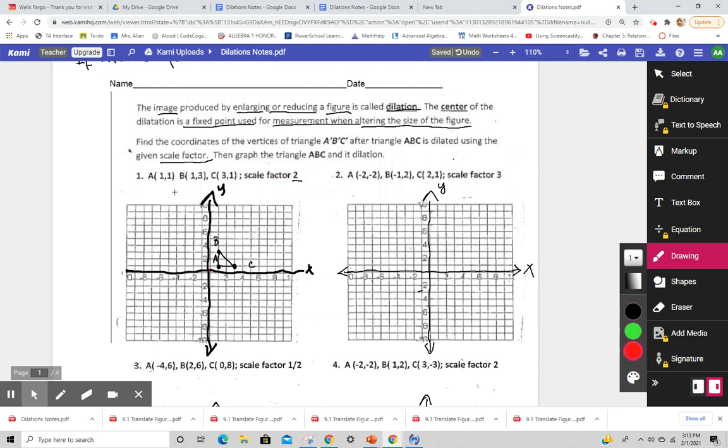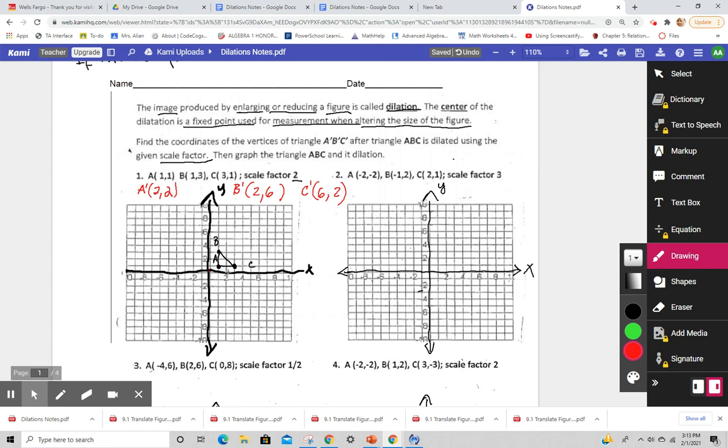So all you really have to do is take the coordinates of A, x and y, and multiply each by 2. So 1 times 2 is 2, 1 times 2 is 2. And now you have A prime. We'll do the same thing for B prime: 1 times 2 is 2, and 3 times 2 is 6. C prime: 3 times 2 is 6, and 1 times 2 is 2.